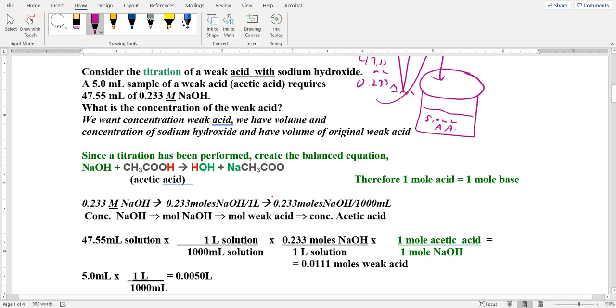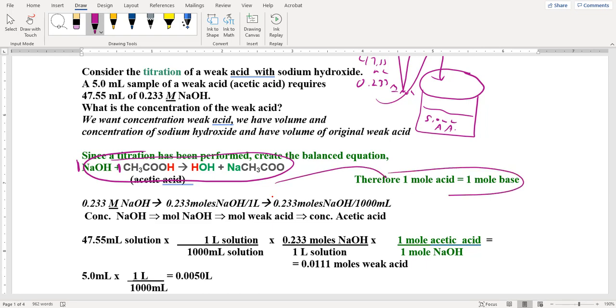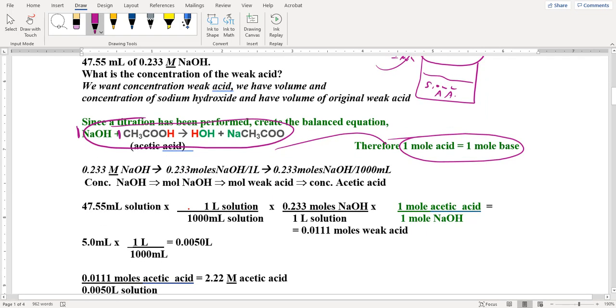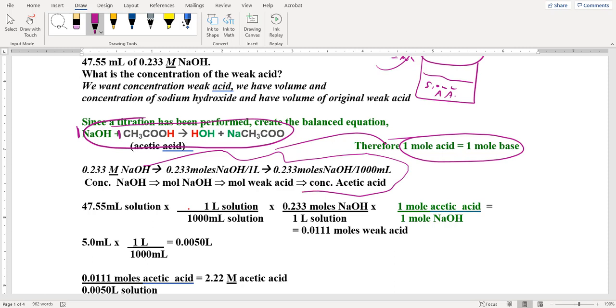Now, if I didn't provide one for you, and I give you your starting reactants, you have to go ahead and create a balanced equation as you see here. After balancing it, there's implied ones, so 1 mole of acid equals 1 mole of base. So there's our equality for the mole ratio we'll use. You have to turn molarity into an equality for a conversion factor. So there is my molarity as a conversion factor.